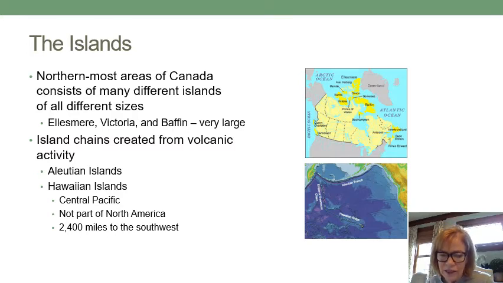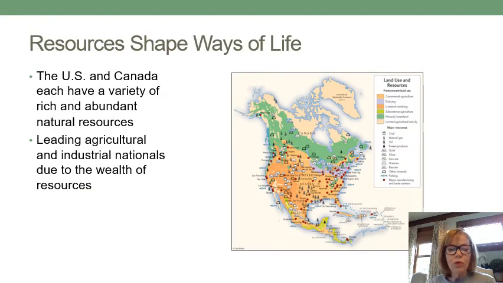For the United States, there are the Aleutian Islands, which are right here, archipelago here that's coming down from Alaska, and then, of course, the Hawaiian Islands. All of these islands are volcanic islands, and that's how they were formed, right? So let's see, yeah, North America, the Hawaiian Islands, of course, are not part of North America, part of the Pacific Islands.